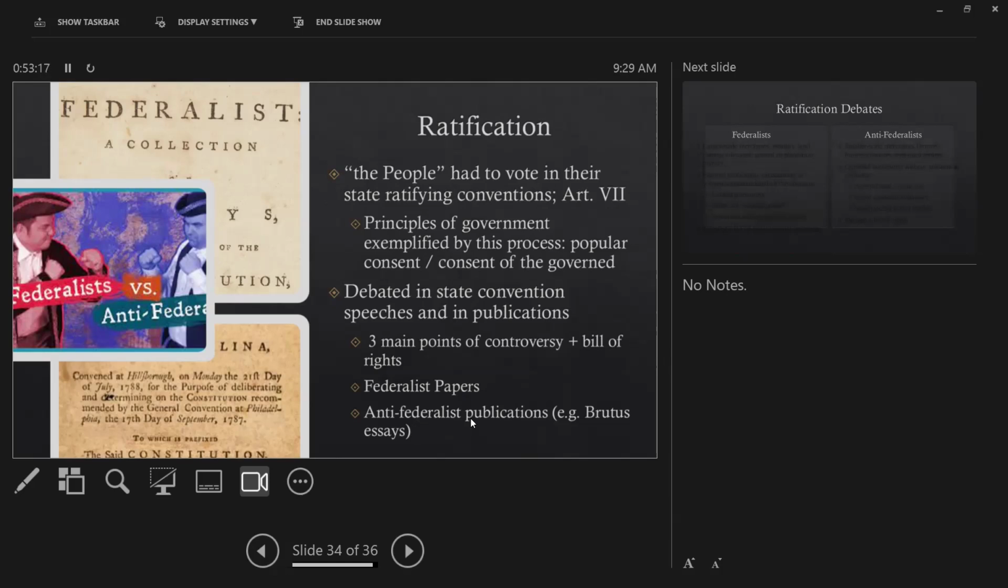circulated throughout the states. I have selected a couple of the anti-federalist ones for you all to read. And I refer to them as the Brutus essays because the person who wrote them did not give their name. So we cannot know for 100% sure who actually wrote them. The author signed his name Brutus. So that's why we'll call them the Brutus essays. So you have the Federalist Papers and the Anti-Federalist publications, which I call the Brutus essays. We'll look at a selection of both of them to explore the debates that went down in the ratifying conventions.